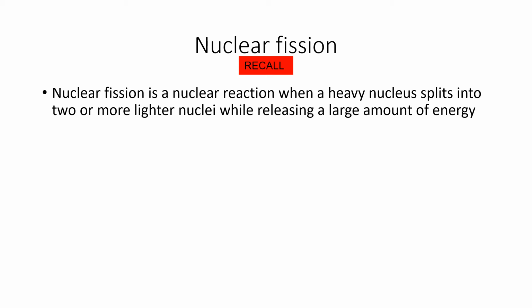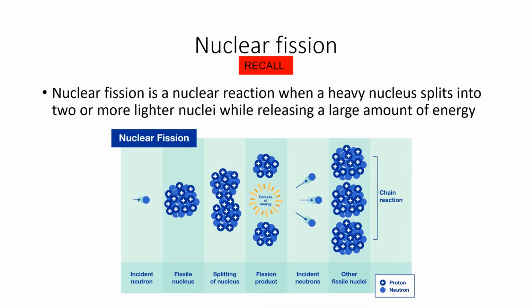It can be simply shown like this, where we have an incident neutron bombarding a nucleus, and the nucleus will be unstable and split into two or more, and it also will release some energy with three neutrons. Okay, this is what happens in nuclear fission, and now we will relate it with uranium-235.